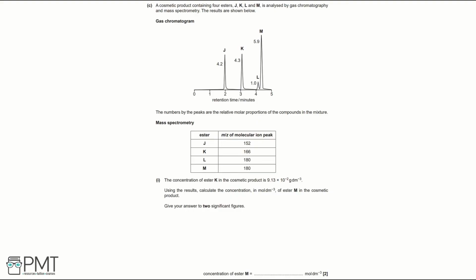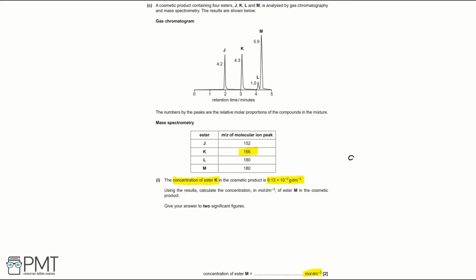So the first key bit of information in this question is that we're given the concentration of ester K, which is 9.13 times 10 to the negative 2 grams per decimeter cubed. So if we use the MZ of K, we can work out the concentration in moles per decimeter cubed, because that's what we want our final answer in. But we do want it of M and not K, so this is just something to be wary of in the later bit of the question.